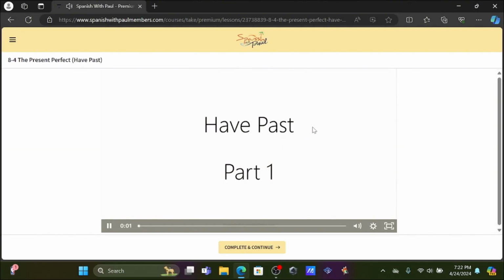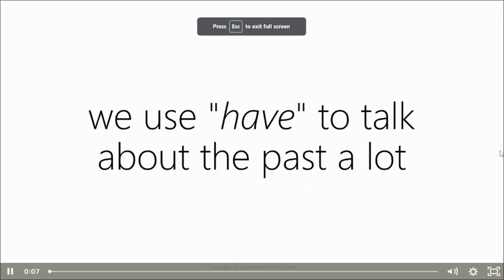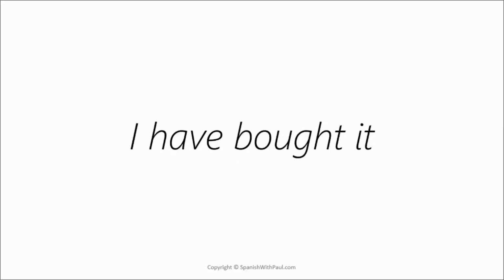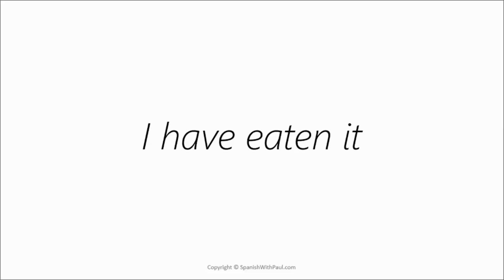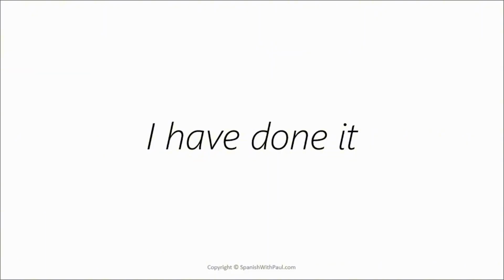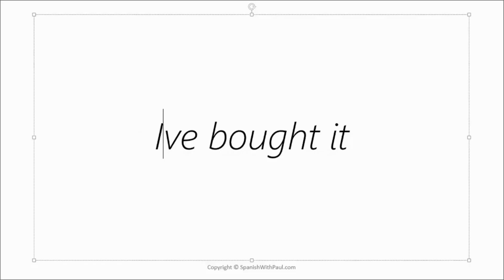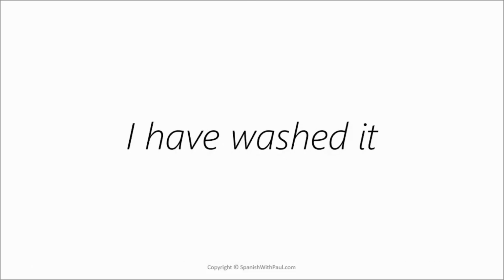In this module, we're going to have a look at what I call the have past in Spanish. Now, we use the word have to talk about the past a lot in English. For example, I have bought it, I have washed it, I have seen it, I have eaten it, I have done it, and so forth. And of course, these can always be reduced with an apostrophe too. So we have I've bought it, I've washed it, and so forth.